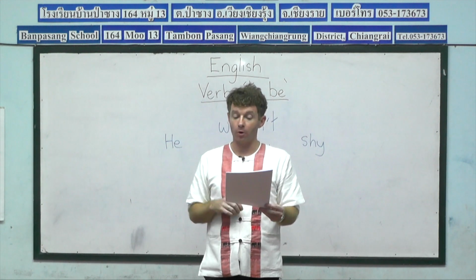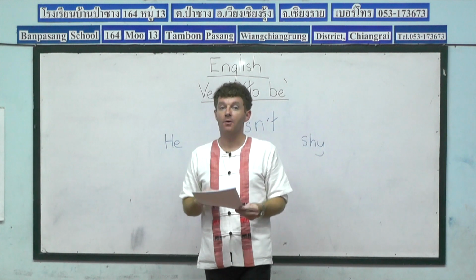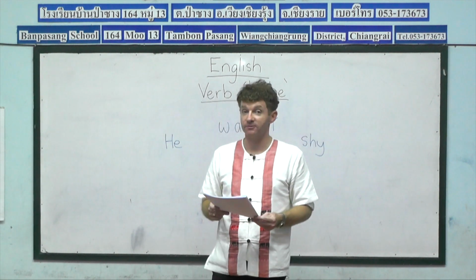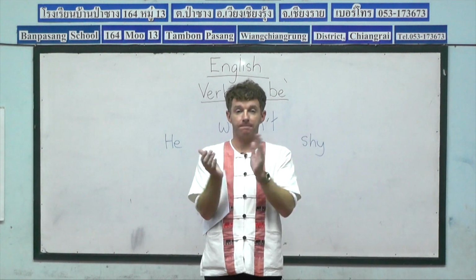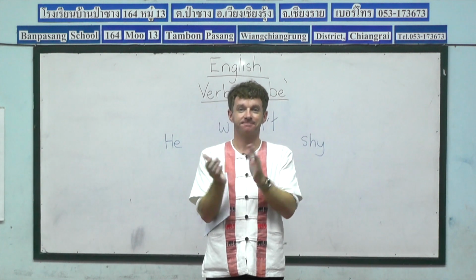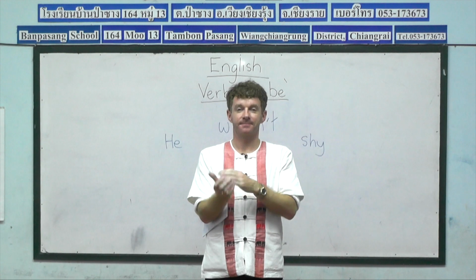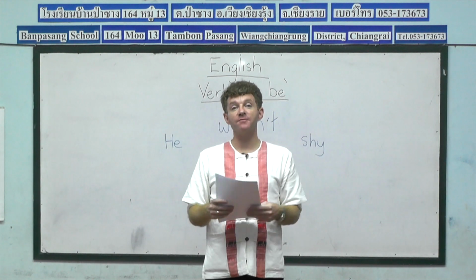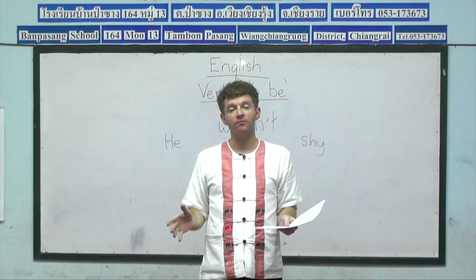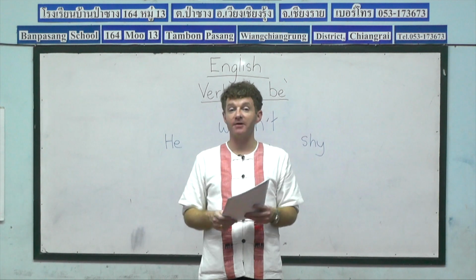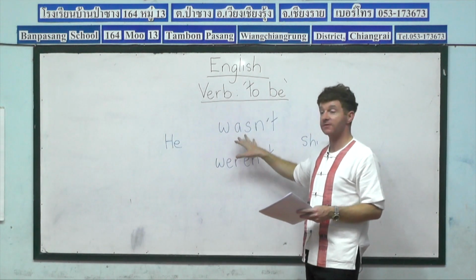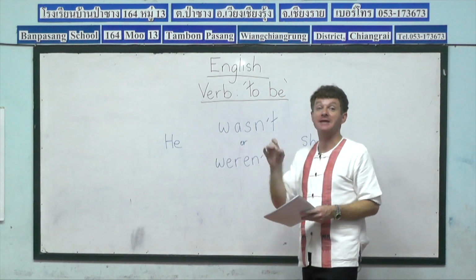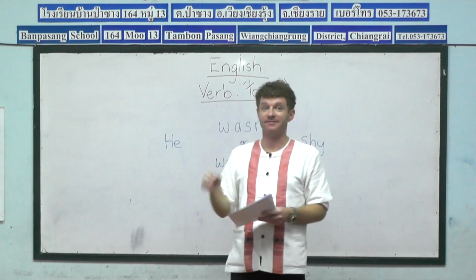Anna and Paul weren't generous. Okay, well done, guys. Well done. And that's all we've got time for this lesson. So we hope you've enjoyed it, found it interesting, and now know how to use the words wasn't and weren't to make negative statements in the past tense.